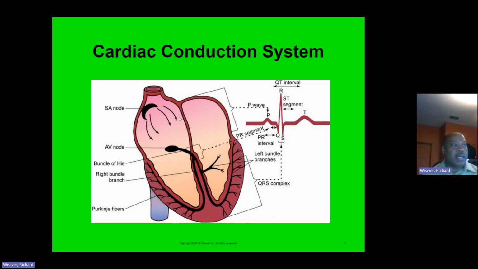remember all of these are cells, right? This is like a slice view of the heart, but all of these are cells. Just imagine all of these are cells. And when we think about automaticity, any of these cells can generate an electrical impulse.